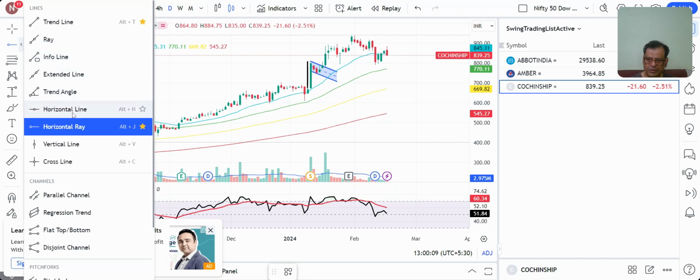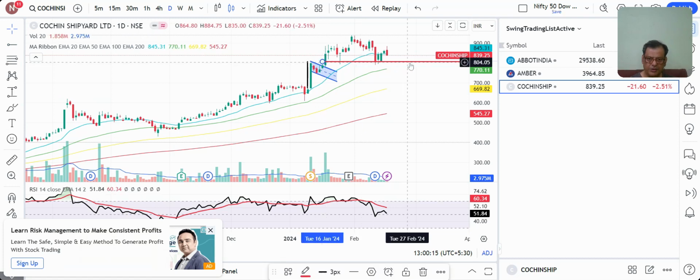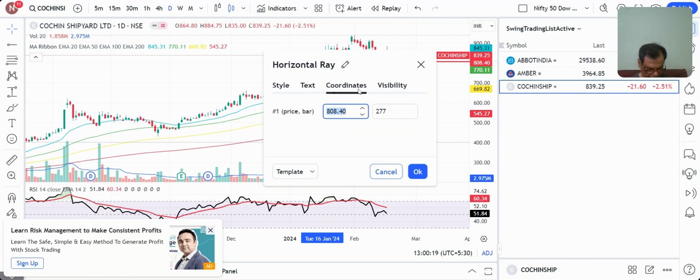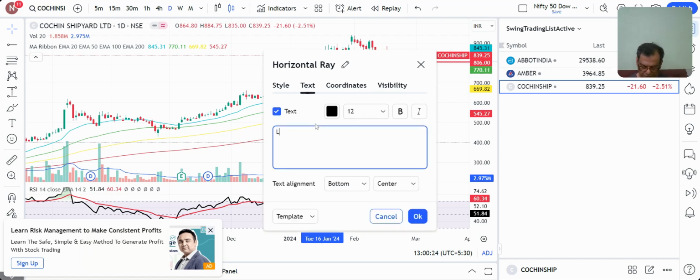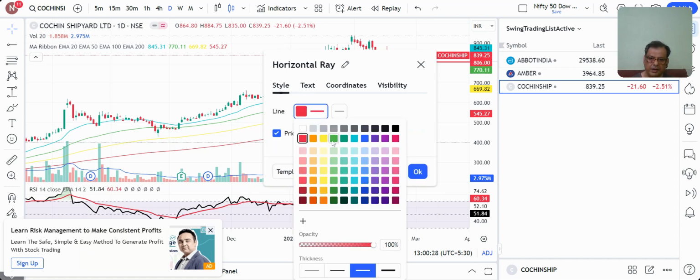So, I'm going to take a horizontal ray here and put my entry at 806, keeping a buffer so that my order gets filled. I'm going long. It's green.